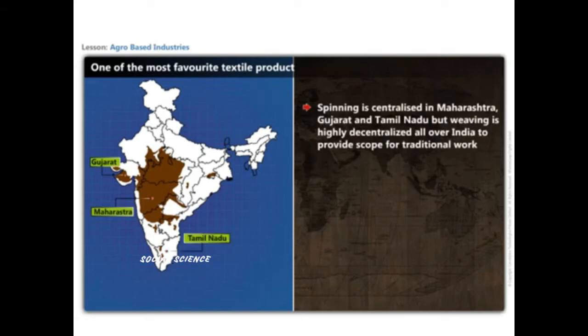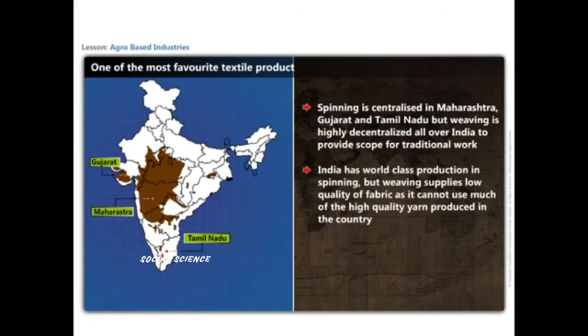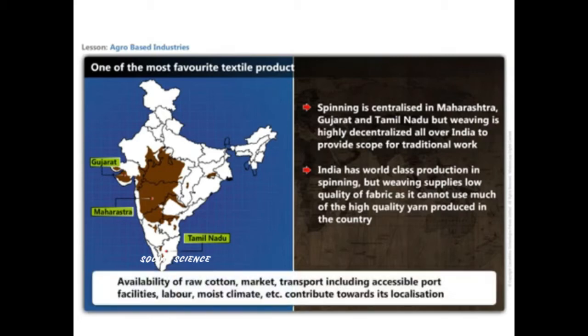Spinning is centralized in Maharashtra, Gujarat and Tamil Nadu, but weaving is highly decentralized all over India to provide scope for traditional work. India has world-class production in spinning, but weaving supplies low quality of fabric as it cannot use much of the high quality yarn produced in the country. Availability of raw cotton, market, transport including accessible port facilities, labor, moist climate, etc. contribute towards its localization.